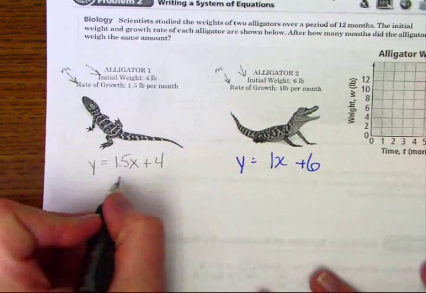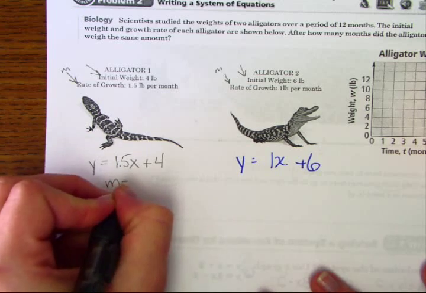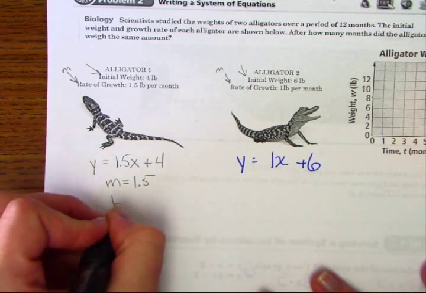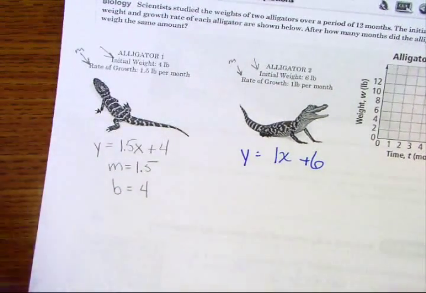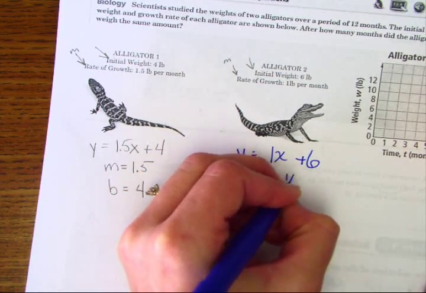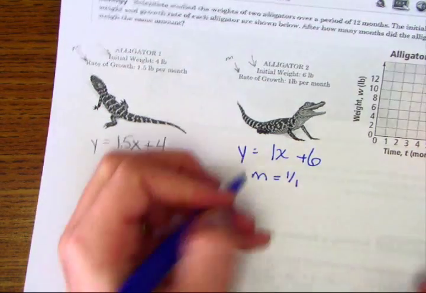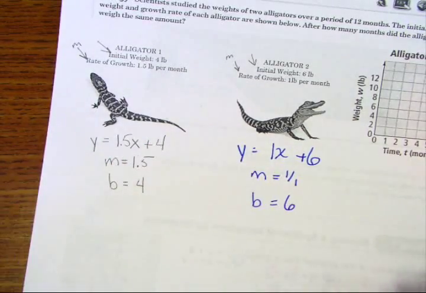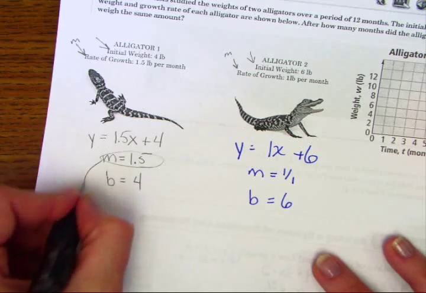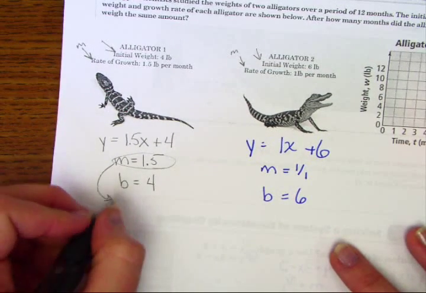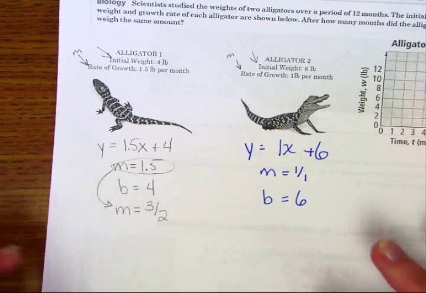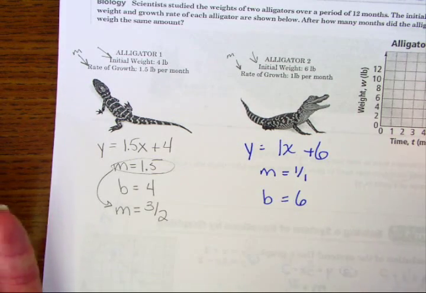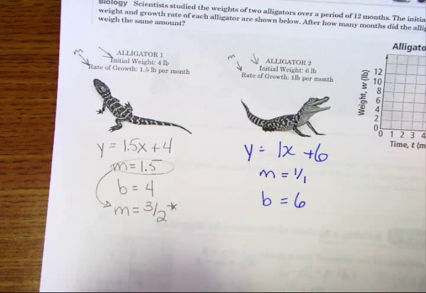Okay. The slope on alligator number 1 is 1.5. The y-intercept is 4. I'm going to talk about this 1.5 in a minute. Let's move on though to alligator number 2. The slope is 1 over 1 because I like it to be a fraction. And the y-intercept is 6. Now this 1.5, you really don't want your slope to be a decimal. So 1.5 is 3 over 2. Because isn't 3 divided by 2 1.5? So we're going to note this as the slope. It's going to be better for us when we go to graph.